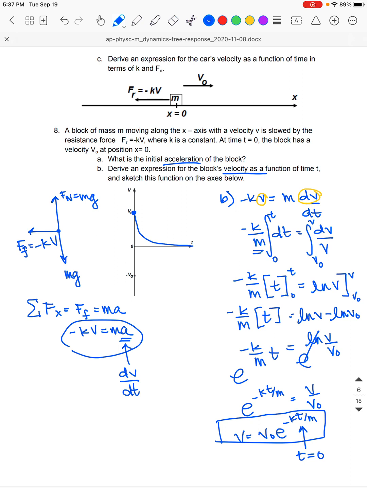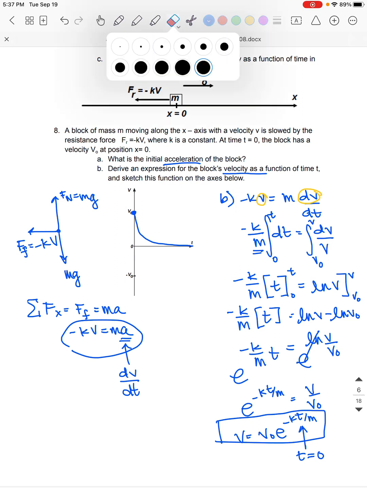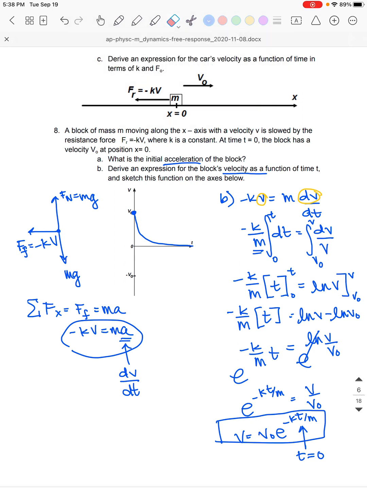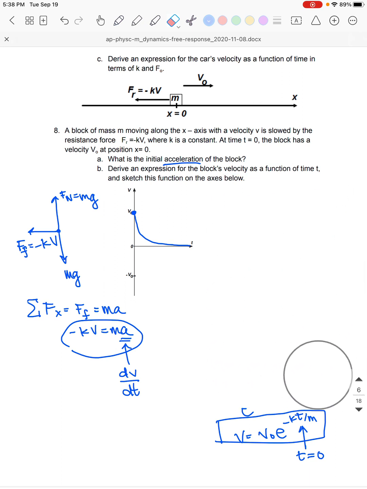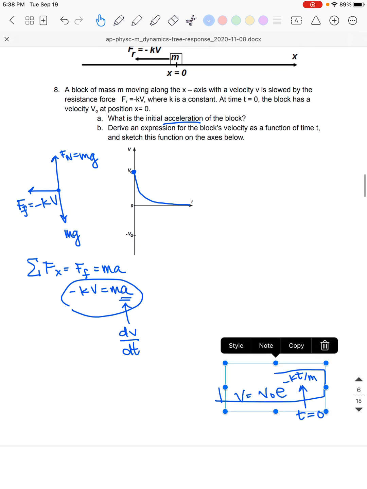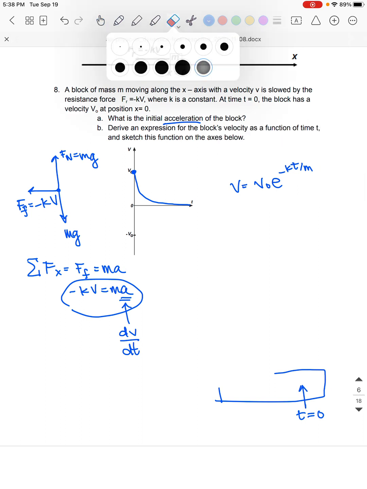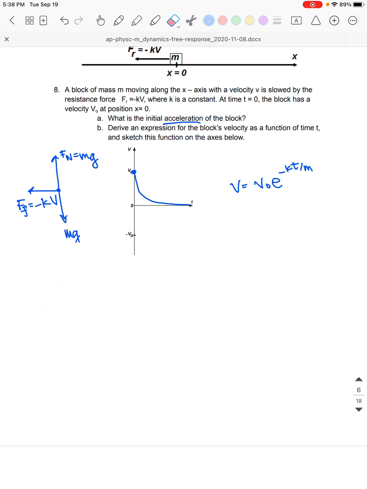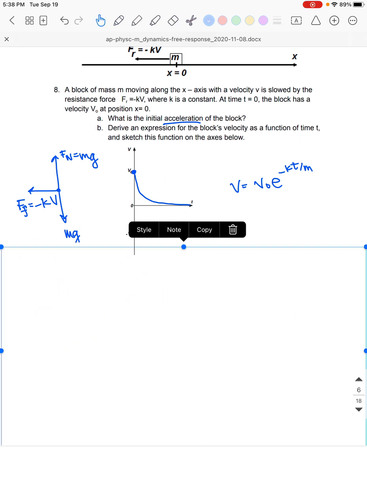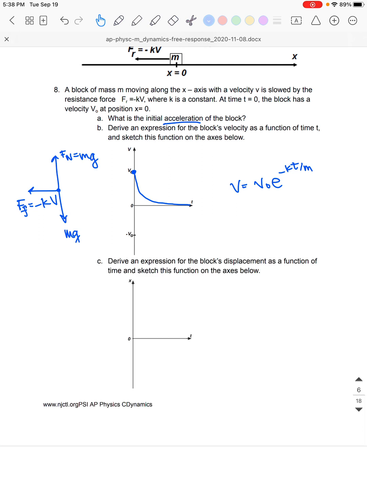Let's go to part C. So I'm going to erase all of this work here. I do want to keep this function, so I'm going to move that up. And then let's do E. So from E, we have this velocity function there, and I want a function of displacement.